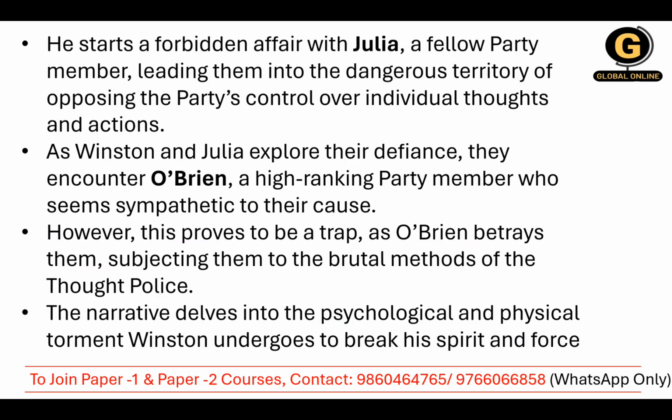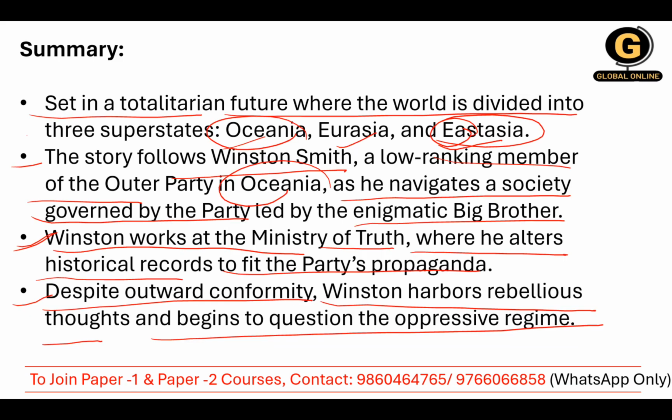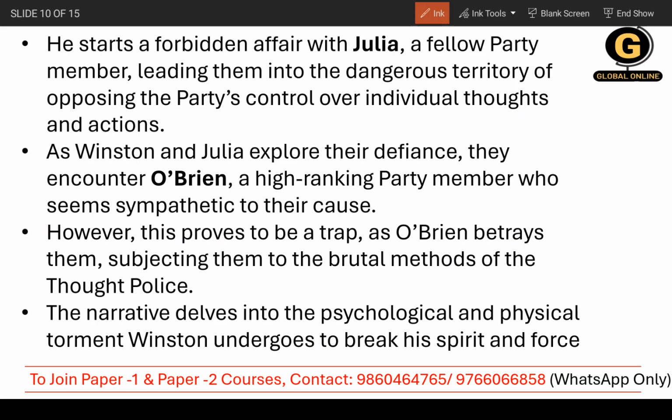So there a character enters, and actually O'Brien was the person who, you will get to know, discloses and traps them. He starts a forbidden affair with Julia, a fellow party member, leading them into the dangerous territory of opposing the party's control over individual thoughts and actions. When they were caught, they were tortured so ruthlessly that they parted.